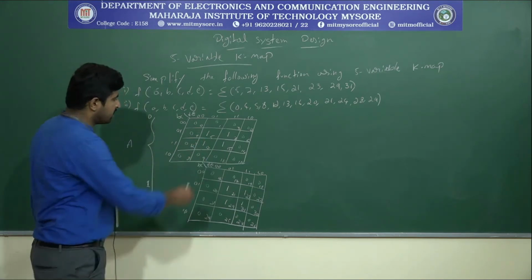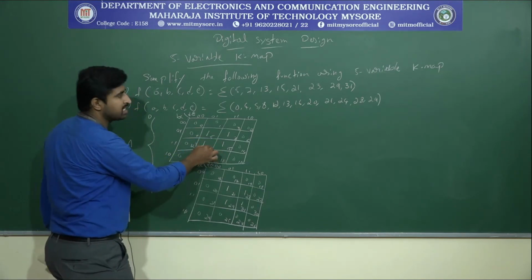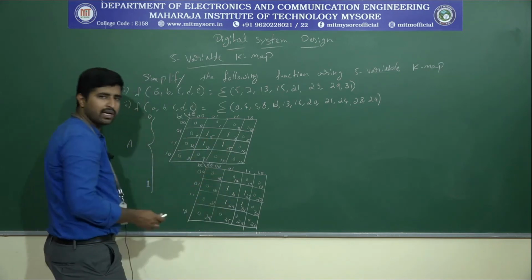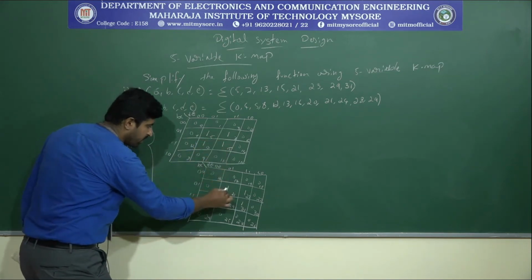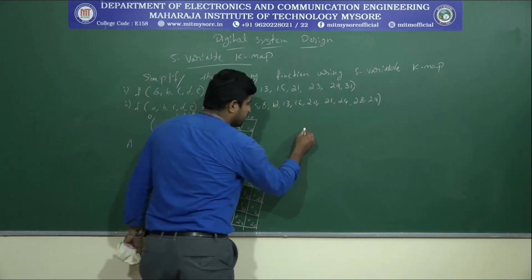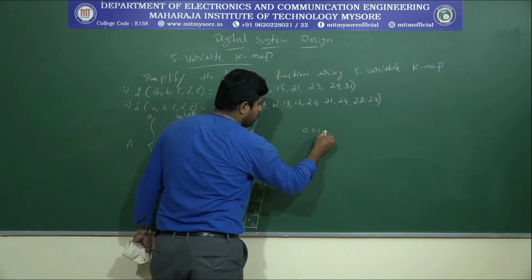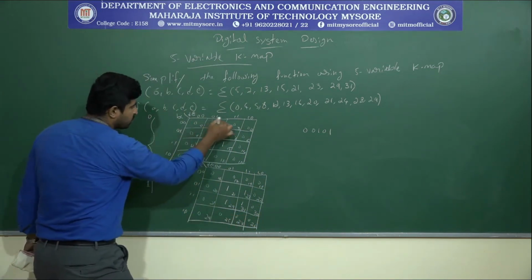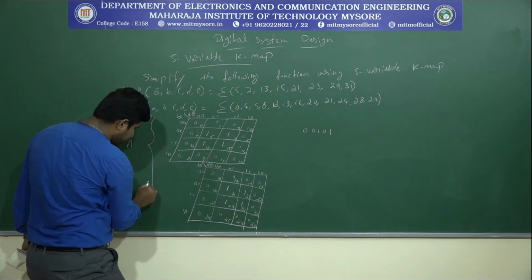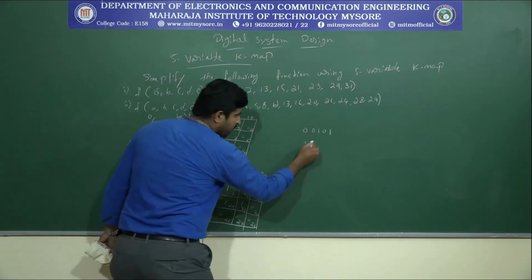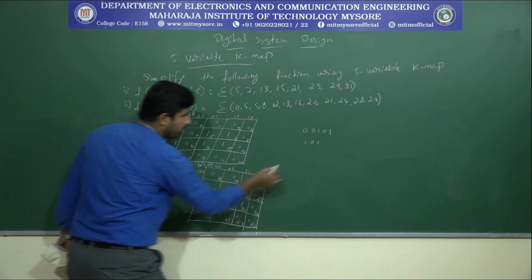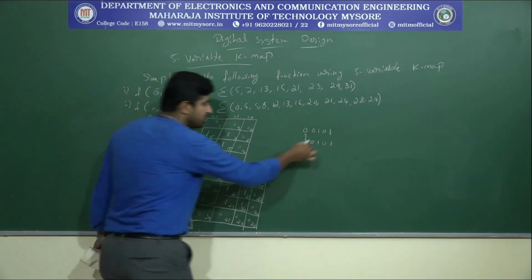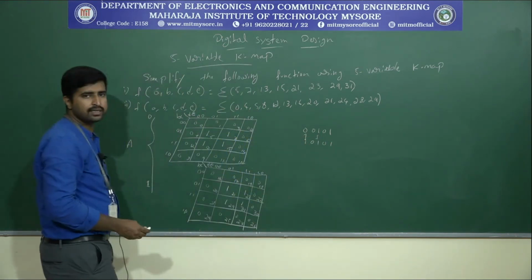See here, 5 and 13 are adjacent to each other, and similarly 5 is adjacent to 21 also. So 5 is 0 0 1 0 1, and 13 is 0 1 1 0 1. Similarly 21 is 1 0 1 0 1. So only one changeover. That means these two are adjacent to each other. Agree?